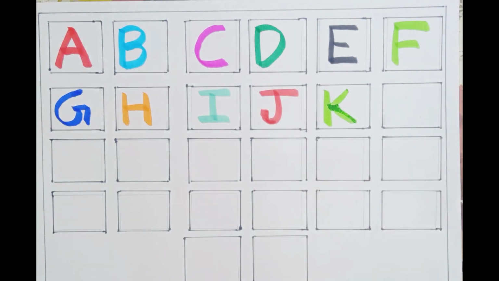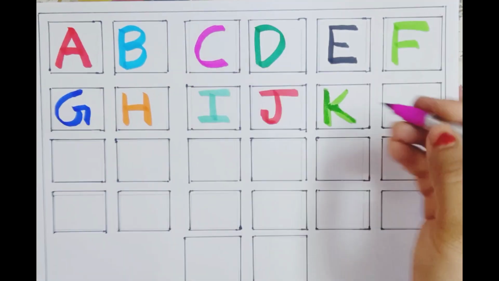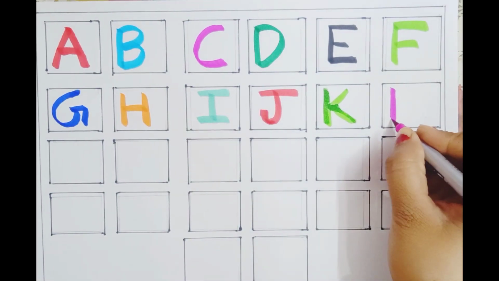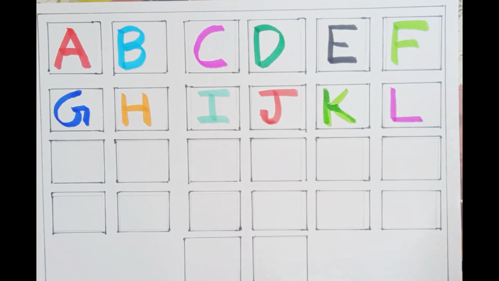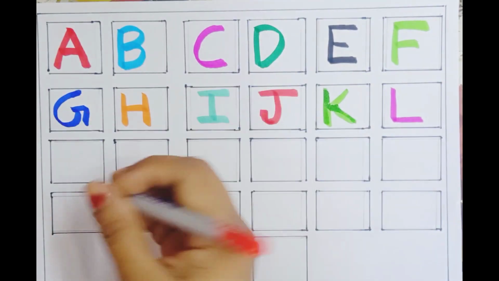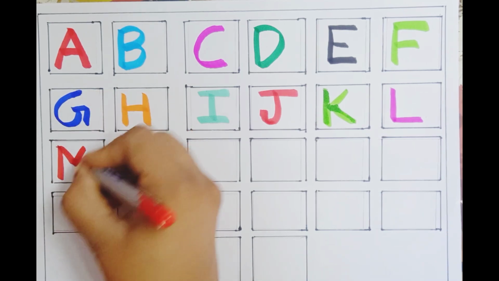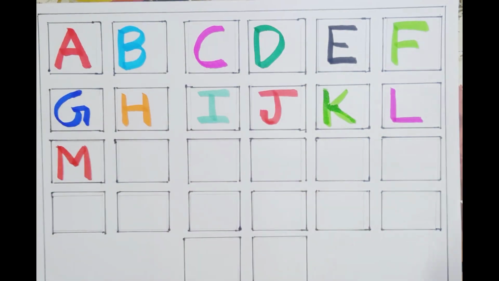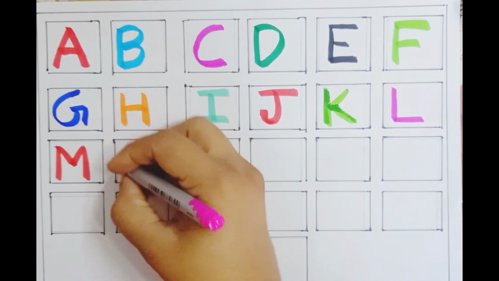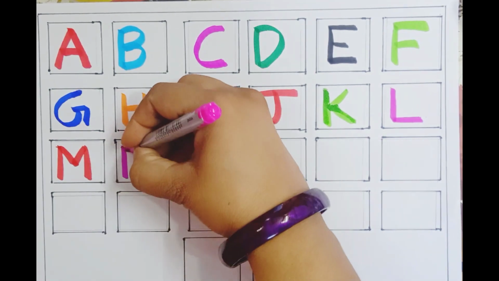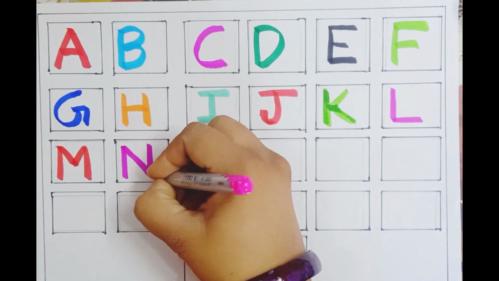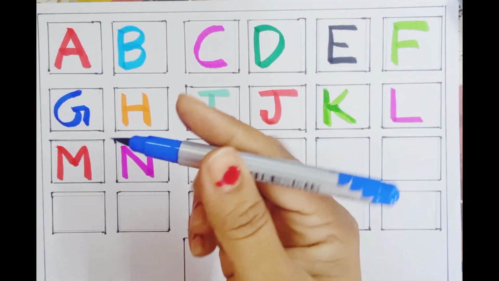K for king. Pink color. L for lion. Red color. M for monkey. Pink color. N for nest. Blue color.